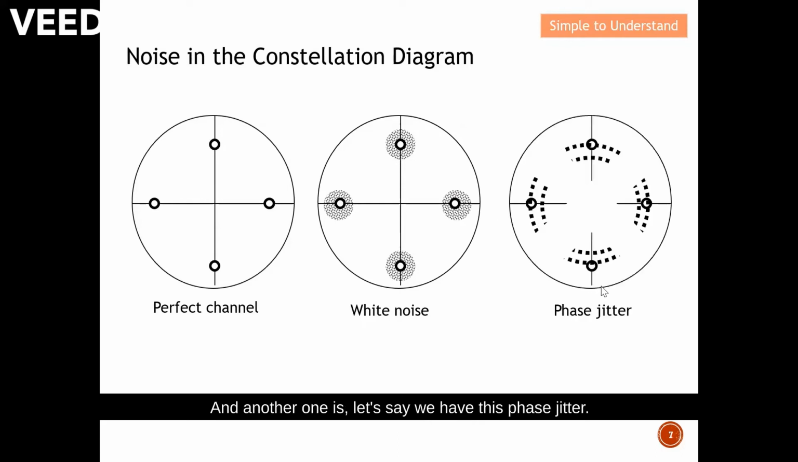Another one is, let's say we have phase jitter. You can see that this indicates that there is some error in the phase. So this is basically the possible noise in the constellation diagram.